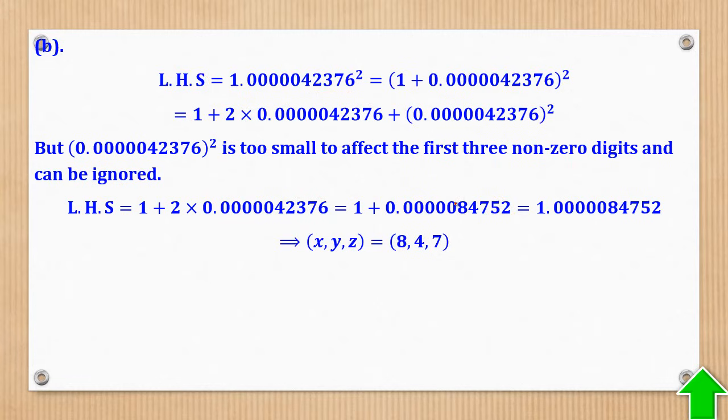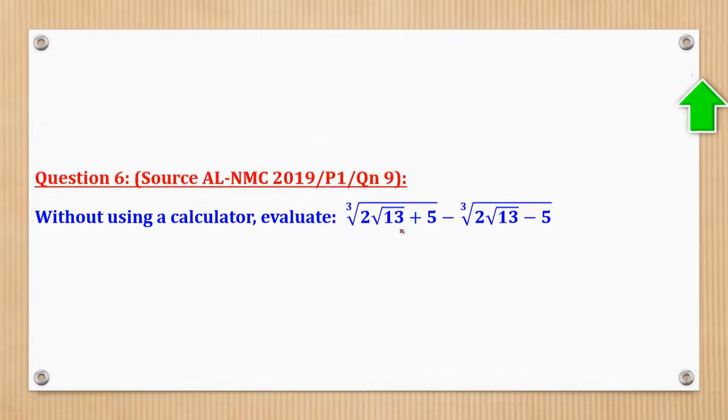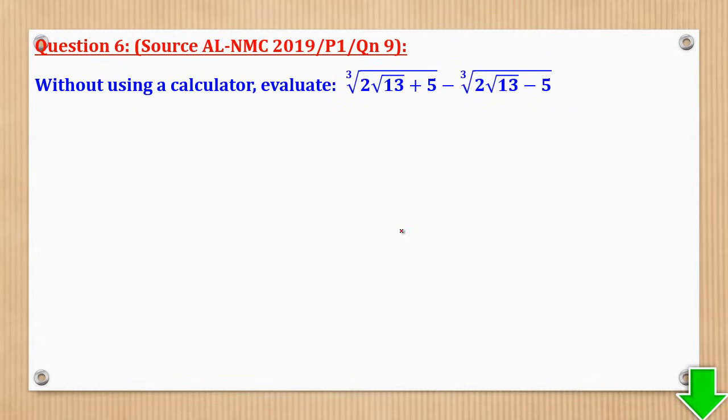Then when we compare, you realize that now the first 3 non-zero digits are 8, 4, 7. Therefore, the sum they want is 19. And that's what they wanted. So basically, we are interested in your analytical reasoning. Analytical reasoning. Question 6 says, without using a calculator, evaluate this.